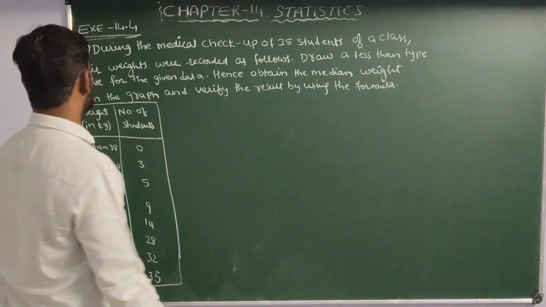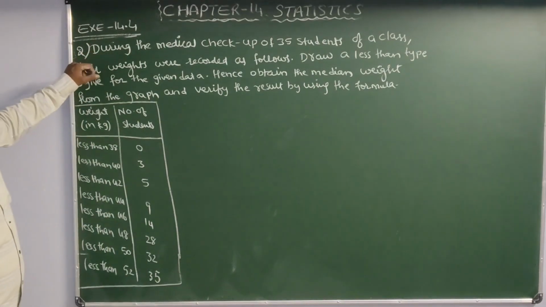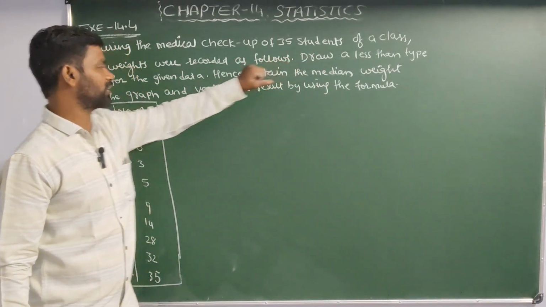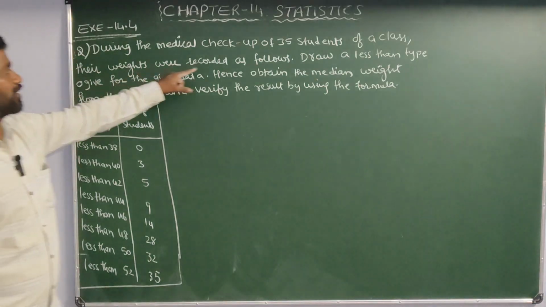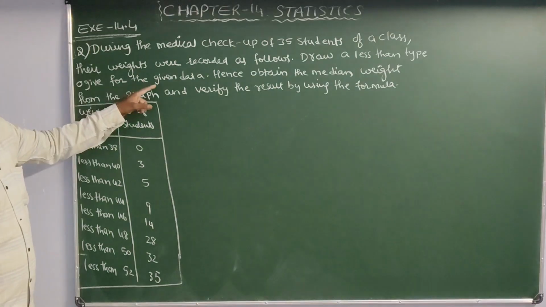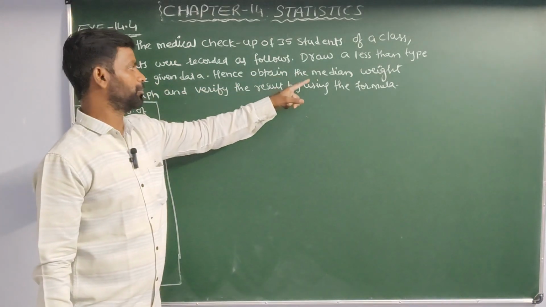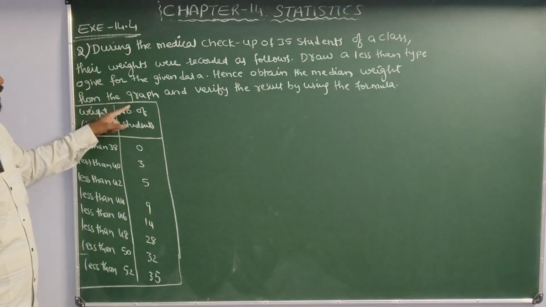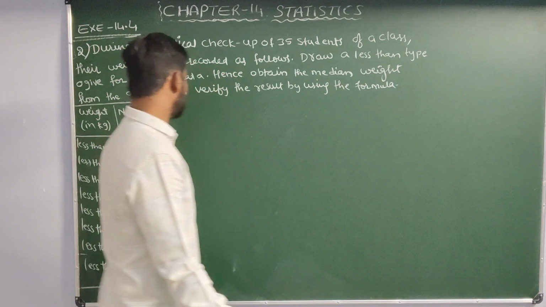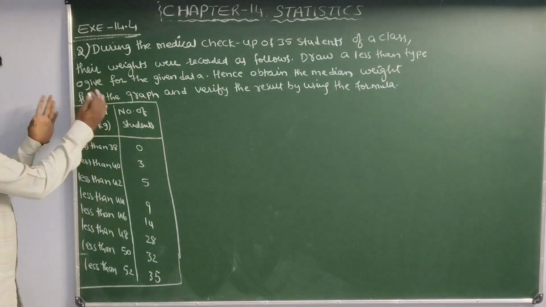Okay, students. Next question, the second one. 14.4, second question. During the medical checkups of 35 students of a class, their weights were recorded as follows. Draw a less than type ogive for the given data. Hence, obtain the median weight from the graph and verify the result by using the formula.